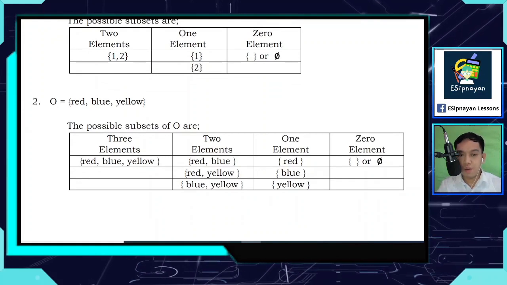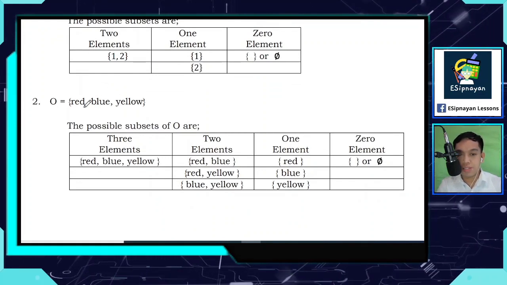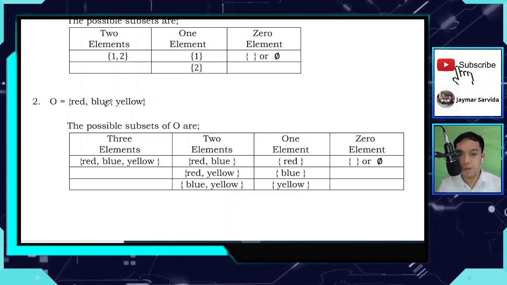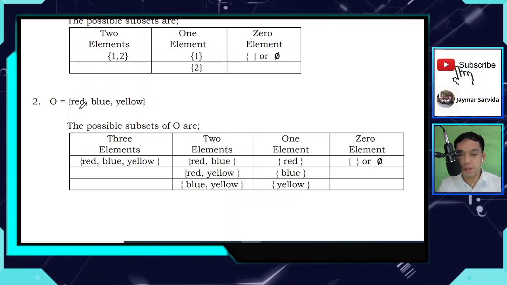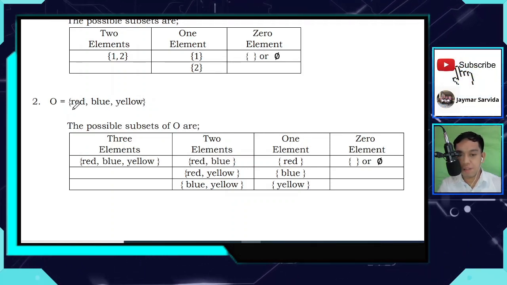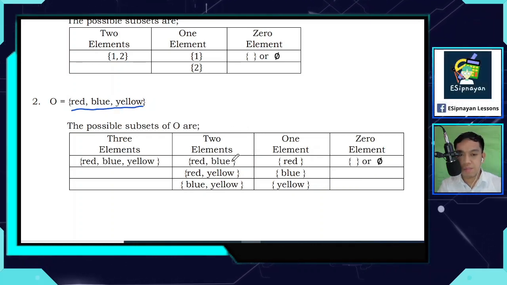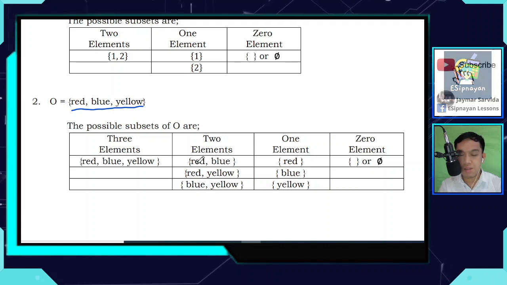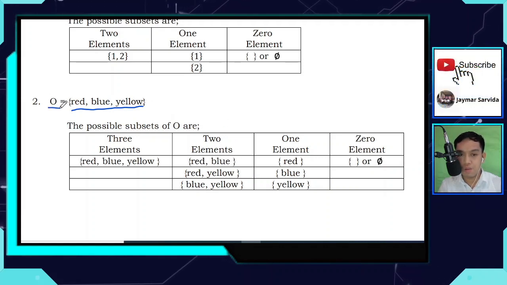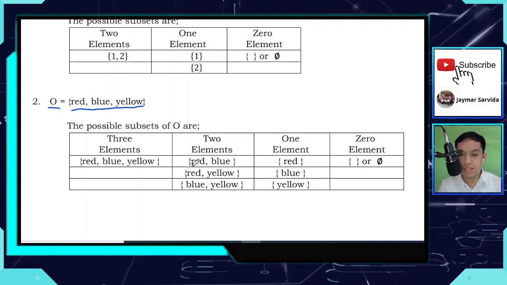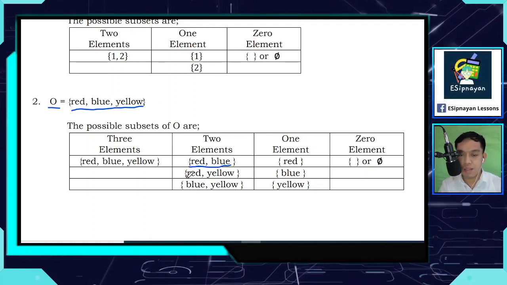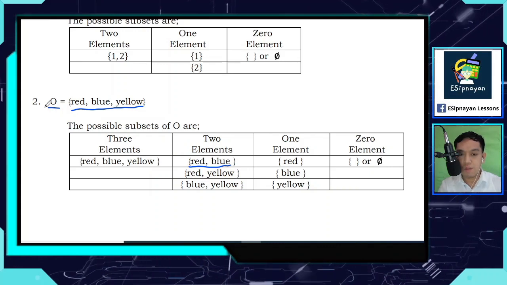Okay, set O contained elements red, blue, yellow. Red, blue, yellow is a subset of itself. So we have 3 elements. Then for 2 elements naman natin, it can be red, yellow, or blue, yellow. So as long as na yung elements natin dito ay element ni set O, that means that sila dito sa ating 2 elements are subset of set O.